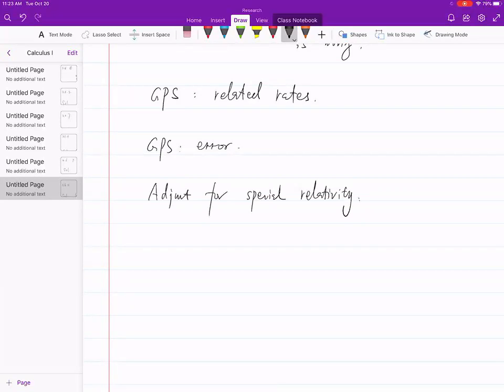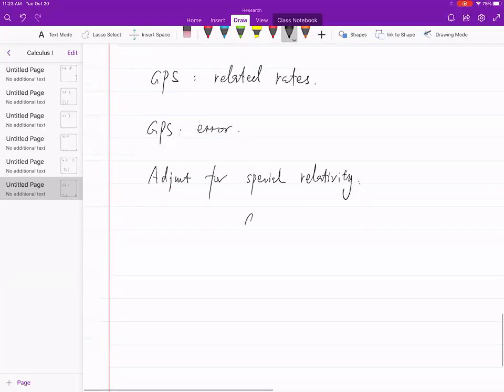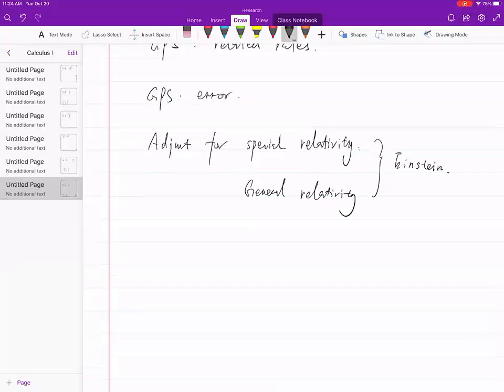Does anybody here know special relativity? Heard about it before? Roughly, it's from Einstein. He did special relativity and general relativity. That's basically his biggest work. What's the conclusion? The conclusion is very bizarre and simple.